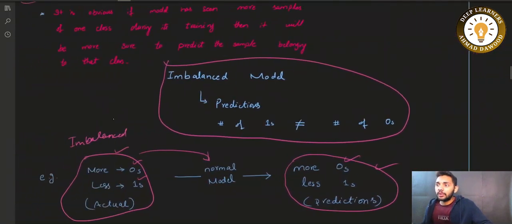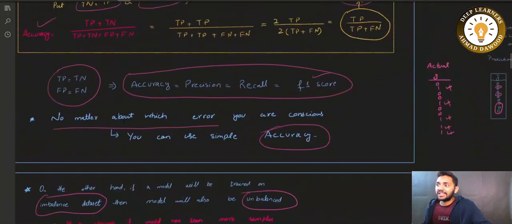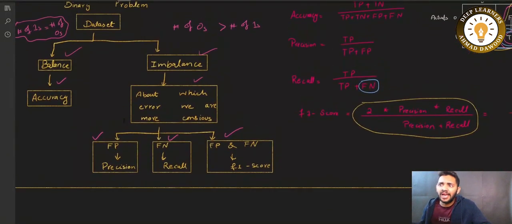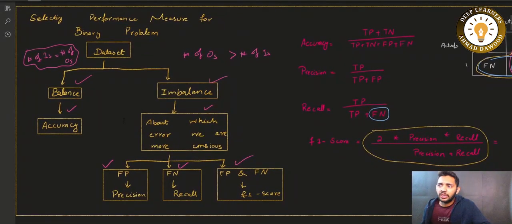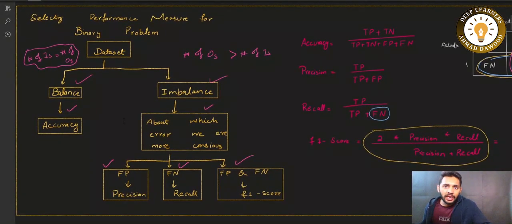So in a simpler way, we can say here, in case of a balanced dataset, you simply get a balanced model, and if you are getting a balanced model, it's very straightforward that you can use accuracy, no matter which error you are more conscious about. In the case of an imbalanced dataset, you will fall into an unbalanced model, and in that case you have to decide which error you are more conscious about, and you will use the scores according to the requirement of your consciousness about some particular error.